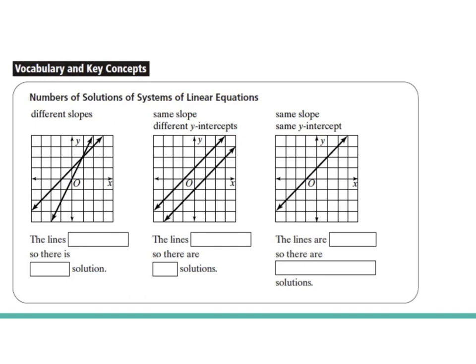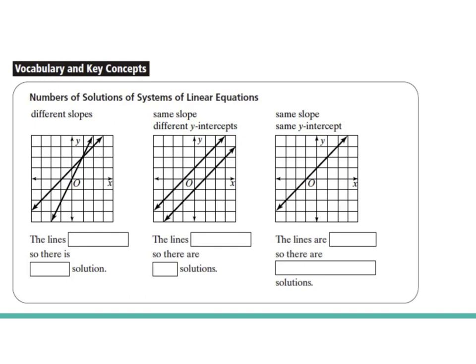If we look at our first, these two lines have different slopes, and we can see that that point right there is where those two lines intersect. So the lines intersect, so there is one solution. If you look at the second graph, we've got two parallel lines. Those lines are never going to intersect. Remember, their slopes are the same, but their y-intercepts are different, right? So those lines don't intersect. So there are no solutions that they have in common, okay?